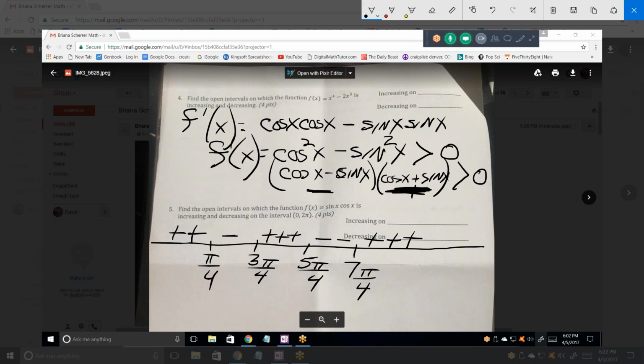Now, what is the answer? Where is it increasing? Negative infinity. No. That's why I asked. It was a trick question. What's the domain that they've given us? Oh, so it's 0 to pi over 4. Correct. So 0 to pi over 4 in conjunction with 3 pi over 4 to 5 pi over 4 in conjunction with, what's the last one? 7 pi over 4 to 2 pi. Okay.